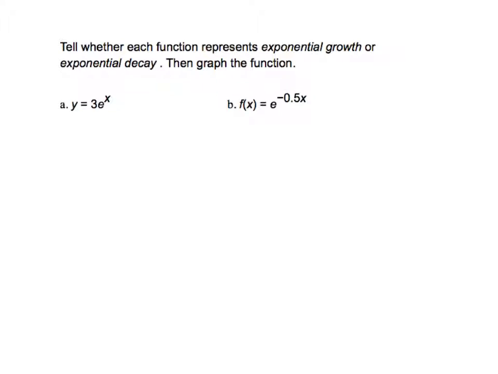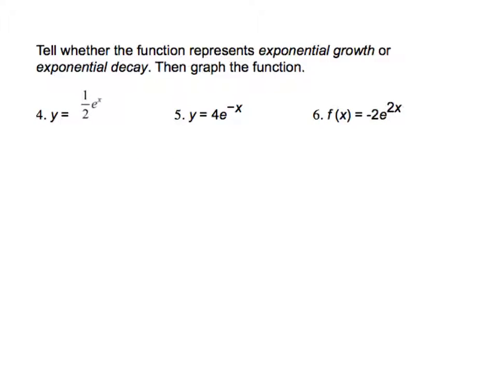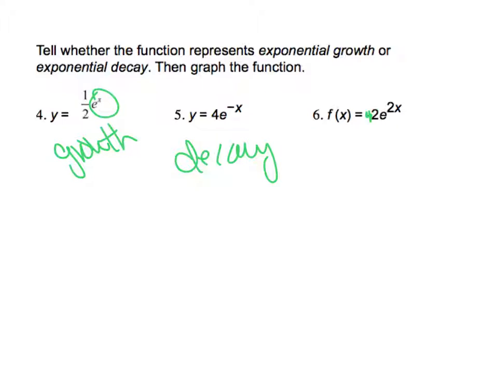y equals 3e to the x. Your exponent is positive, which means that is going to be a growth function. And this one, negative 0.5x is negative, which means that would be a decay. Just a couple more here. Again, we're just looking at the value of the exponent. That's positive, so we would have growth. Next one is raised to a negative power, so that would be decay. And again, probably shouldn't have a negative there. Positive exponent, which would be growth.